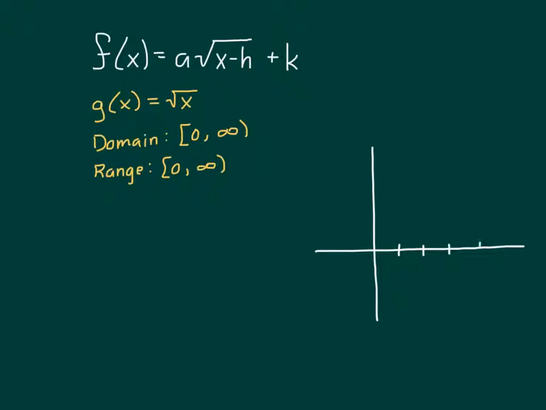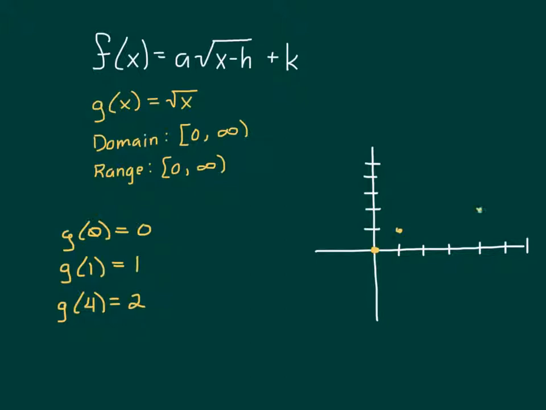we want to plug in numbers that are only perfect squares just to make our life a little bit easier. So when we go to graph g, I'm going to plug in 0. I get 0. Plug in 1, I get out 1. Plug in 4, I get out 2. So that's going to give me a graph that looks like this. And that is g of x. That's the parent function for the family of functions we're looking at today.